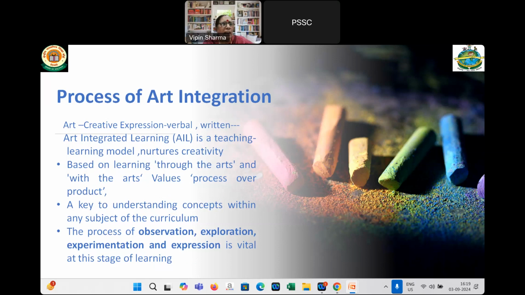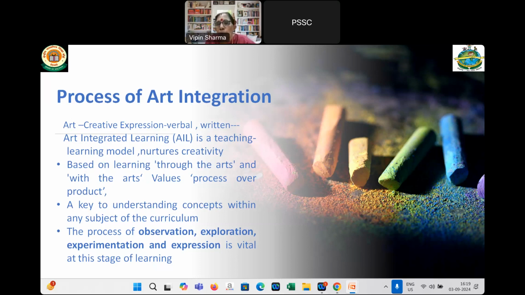In mathematics also we can do that. Languages also we can do that. How? I'll come across the slides and explain it. So important is based on what is art integration. That is learning through the arts, learning with the arts. Values, process over product.